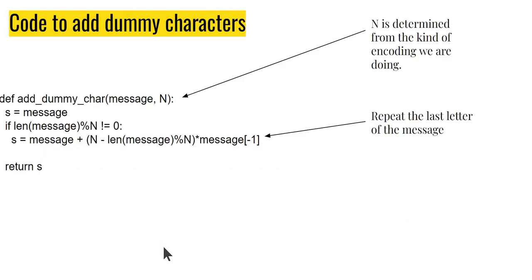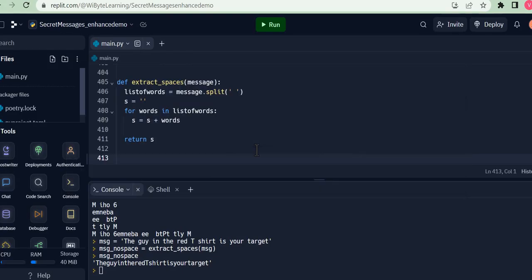Now how do I do this? Well, again, I'm going to design a function. Like I said, n is determined from the kind of encoding we are doing. Basically, what I do is I first figure out if this message is already not in the right length. If not, then notice what I'm doing is to just add the last character, repeat it so that the message becomes longer with the last character repeated. So let's just do this code as well.